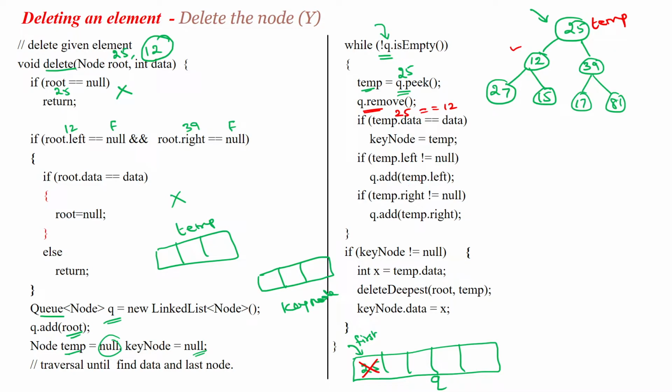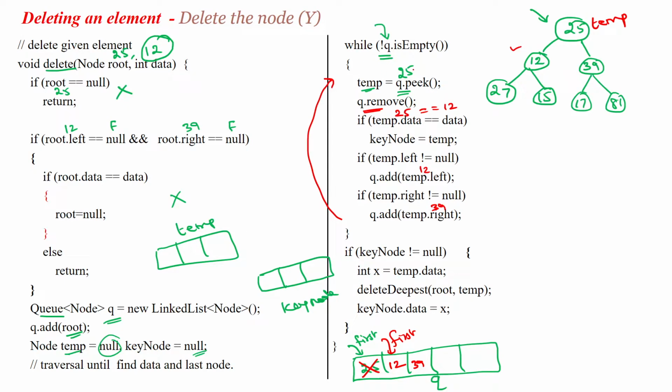So we are adding that 12 into the queue, so 12 is added into the queue, so this is the first now. Then we are checking temporary dot right not equal to null. Yes, it is also not equal to null. This is 39, so that 39 is added into the queue. Now again we are going back, queue is empty or not empty, not empty.